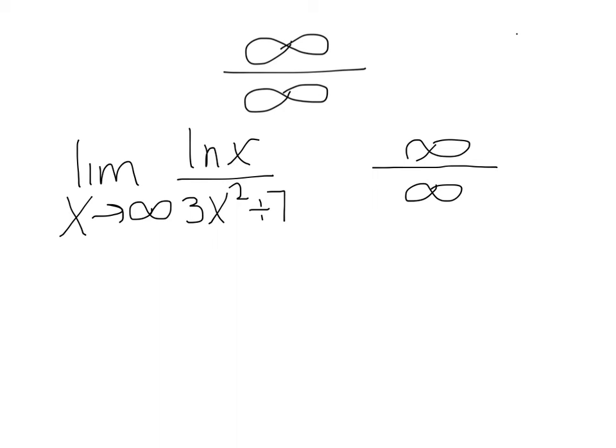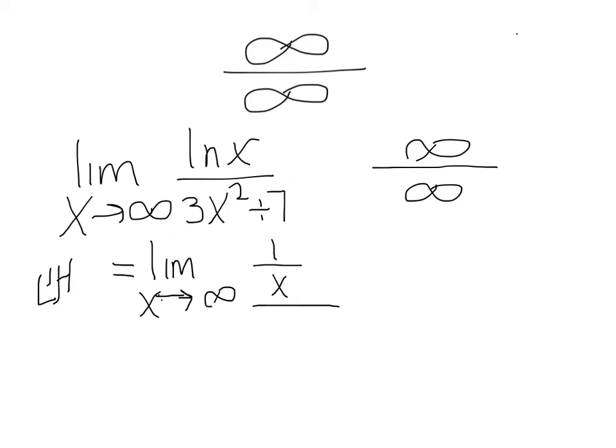When I apply L'Hopital's rule, I'm just going to write a little L apostrophe H. So L'Hopital's rule says this is equal to the limit as x goes to infinity of the derivative of natural log of x, so 1 over x, over the derivative of 3x squared plus 7, so 6x.